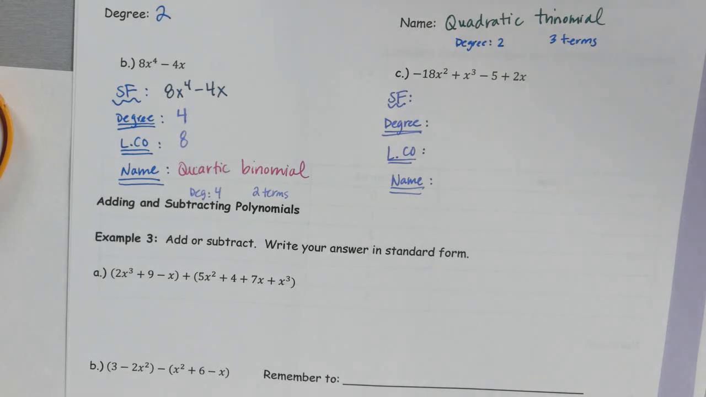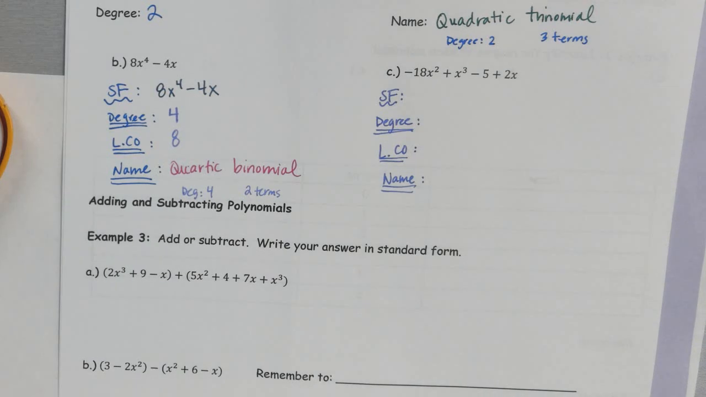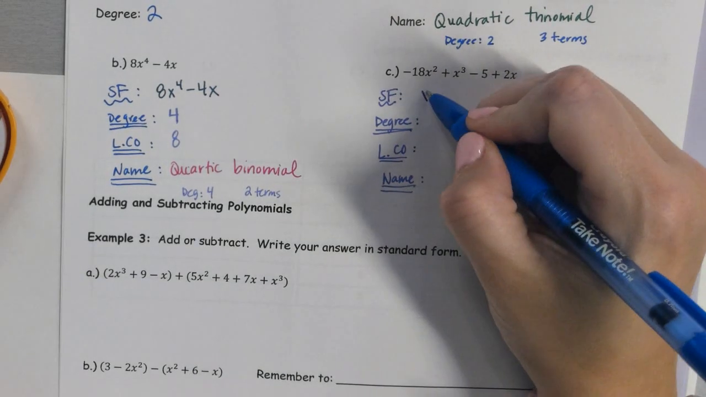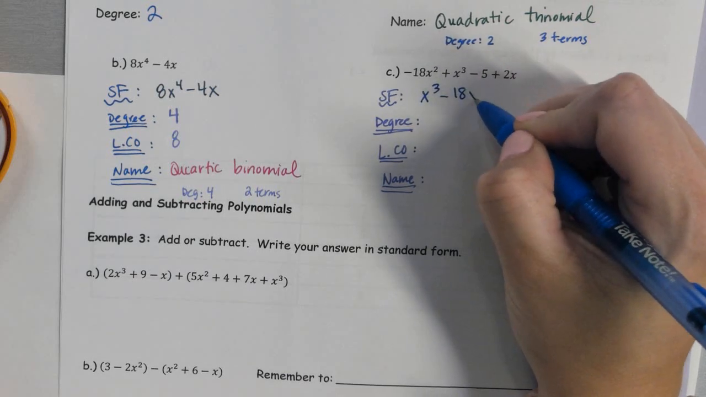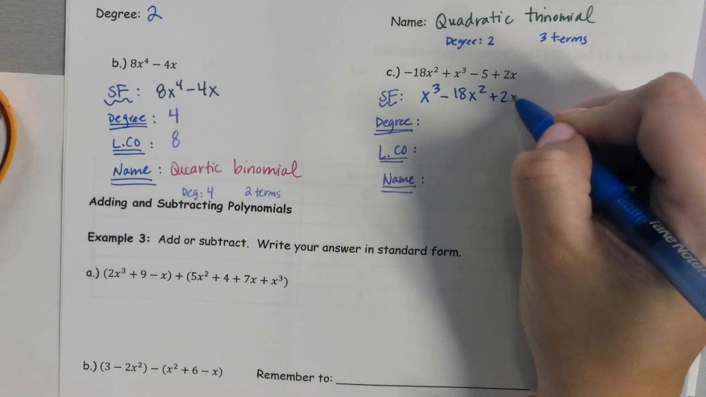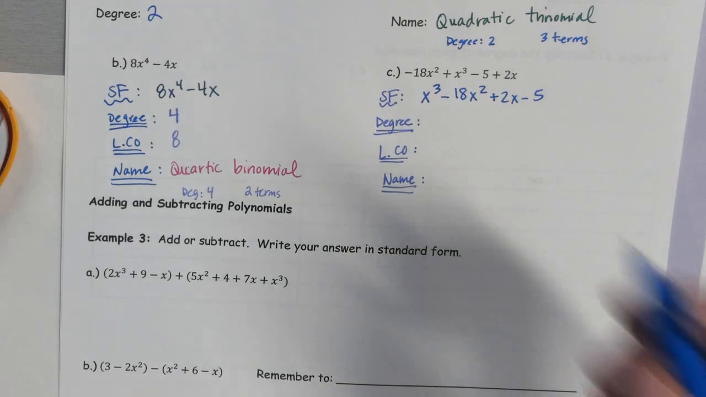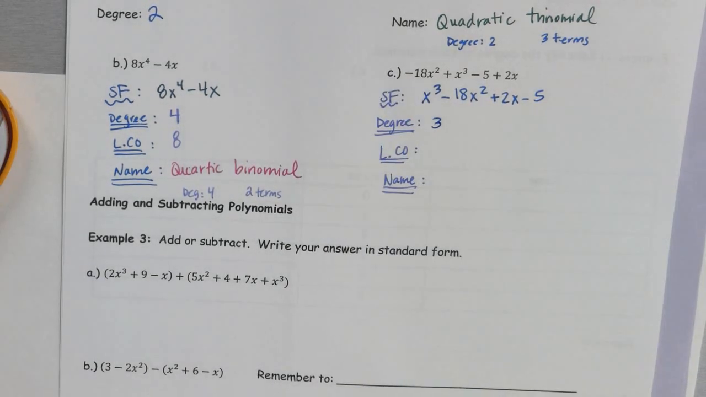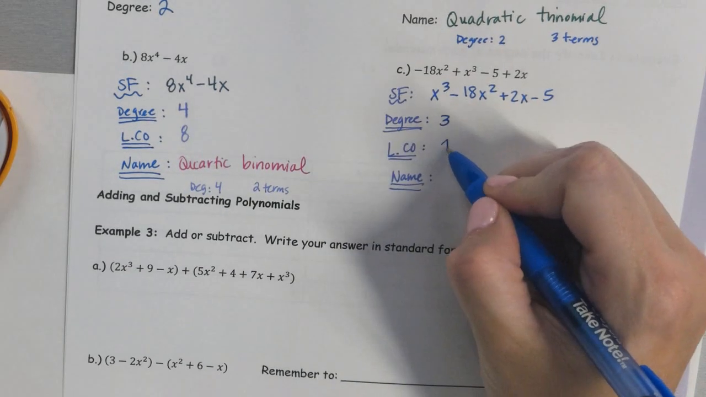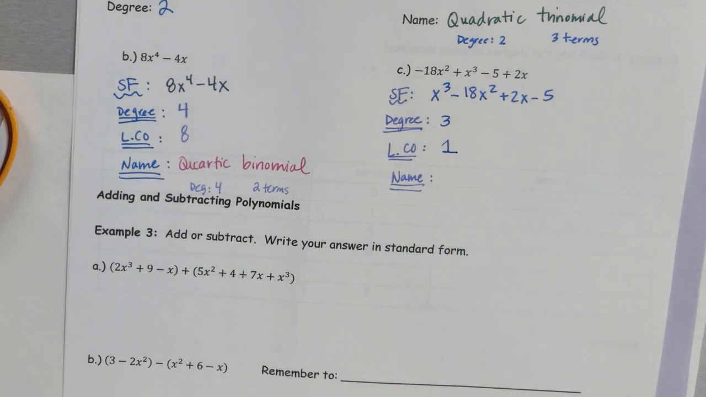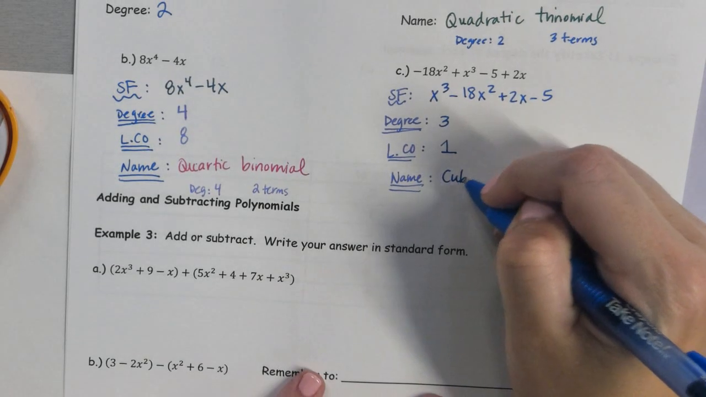Alright, so the first thing we're going to do is write this in standard form. Dane, will you tell me what your standard form was for this one? X cubed minus 18x squared plus 2x. Great. Ashley, what was the degree? 3. Lizzie, what was the leading coefficient? 1. Okay, Aiden, what was the name? Cubic polynomial. Okay, and then I have to go over the other part.